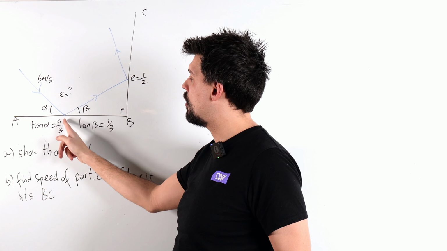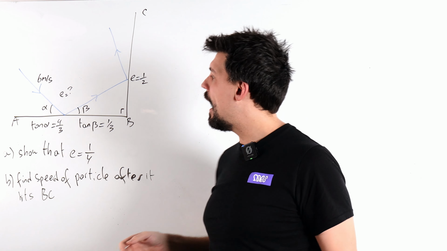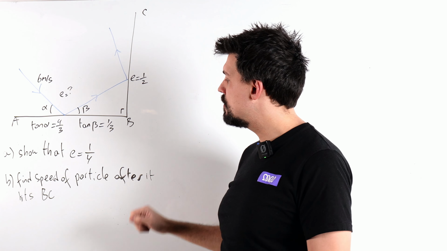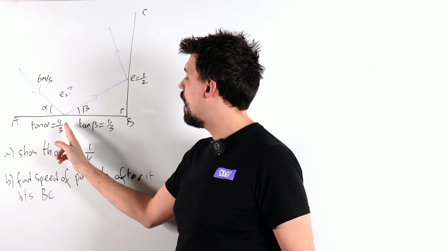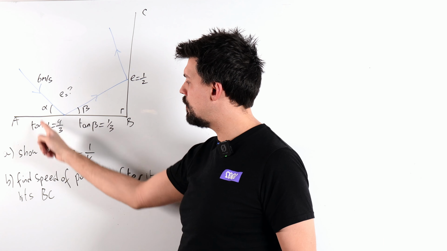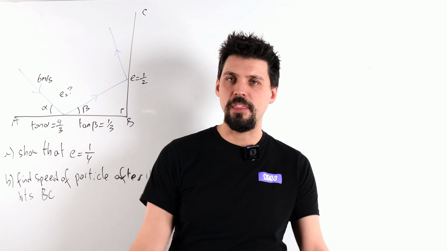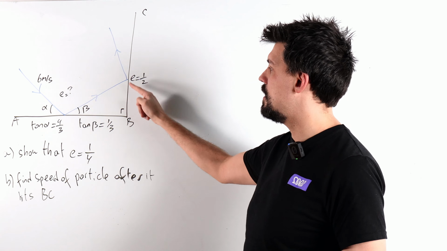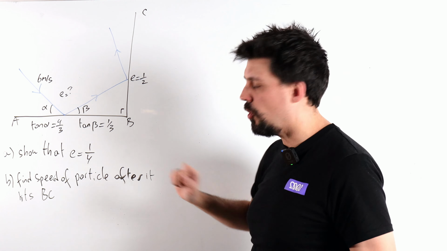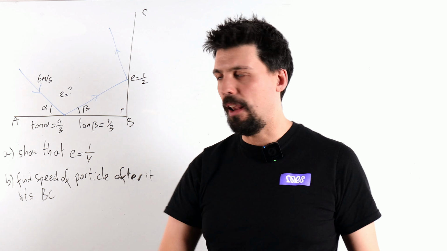We do not know the coefficient of restitution between the ball and the AB. So part one is we're going to show that the coefficient of restitution has to be a quarter for this to work, for this geometry, for these two angles to be the way they are. And then we're going to find the speed of the particle after it hits this wall, with some dodgy handwriting thrown in. Let's see what we can do.